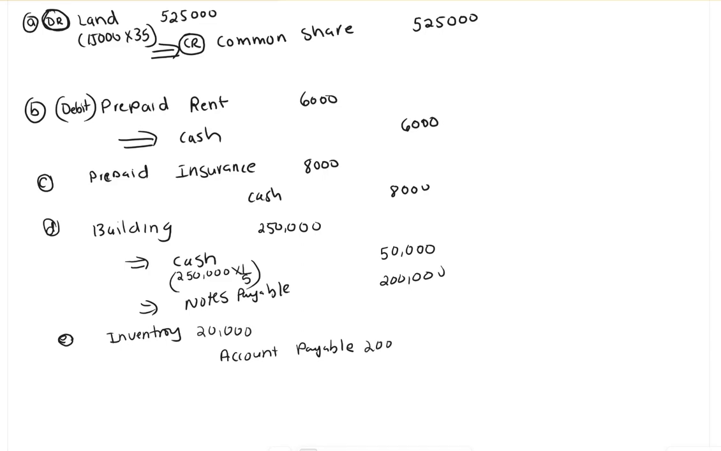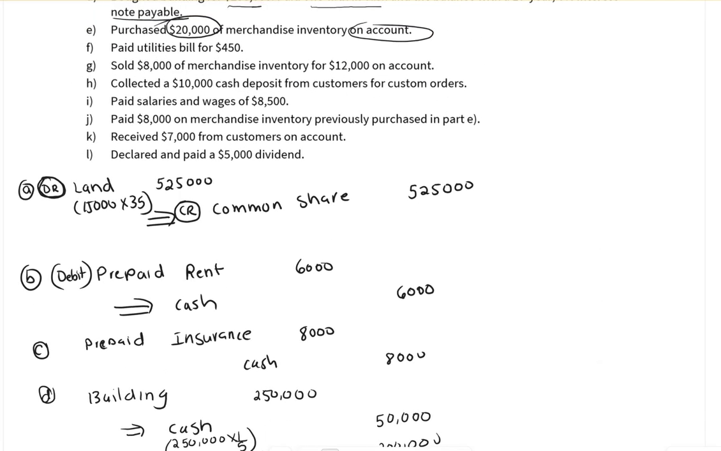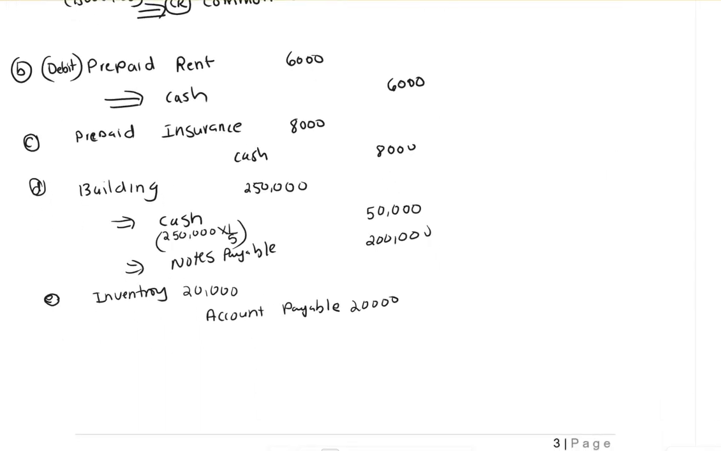Then we're going to go to the next one. We paid utilities bill, and it's $450. If the word is paid, your cash will decrease. If it's a decrease, it's a credit. And we paid utilities, so debit will be your utilities expense, and credit will be your cash. And how much is that? That is $450, and that will be my F.